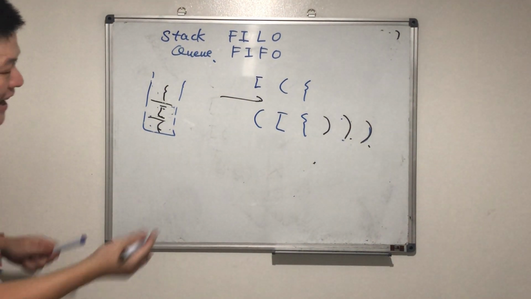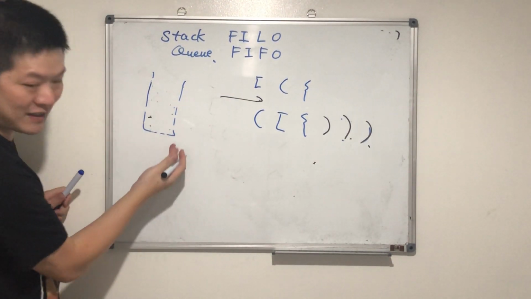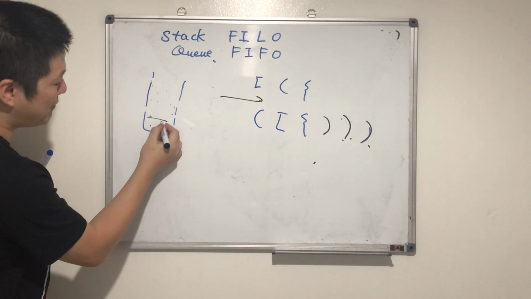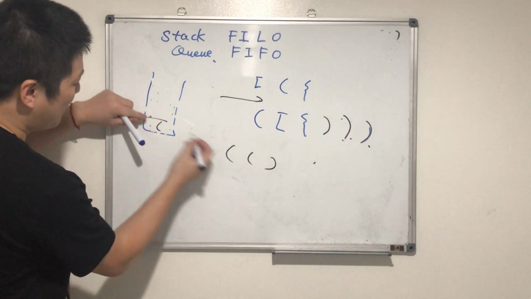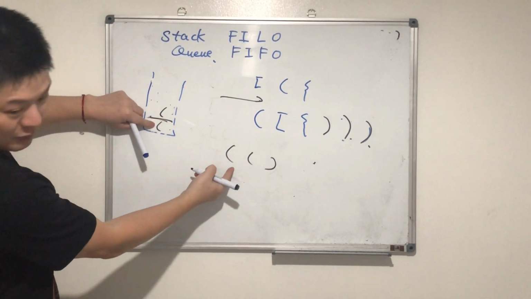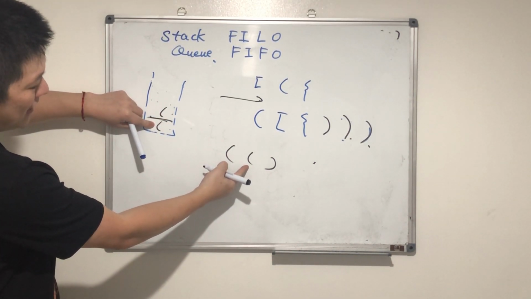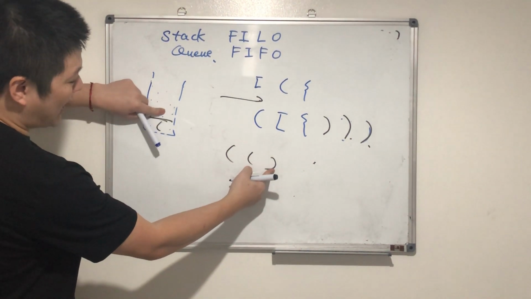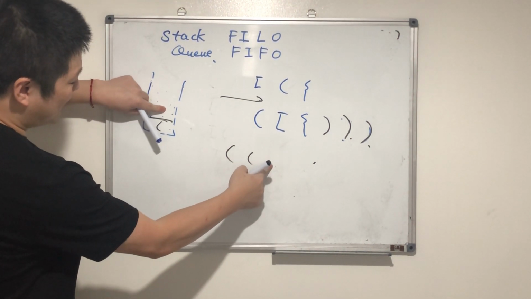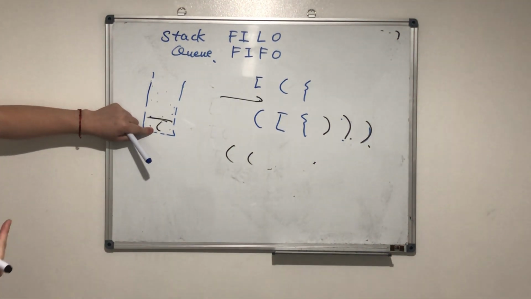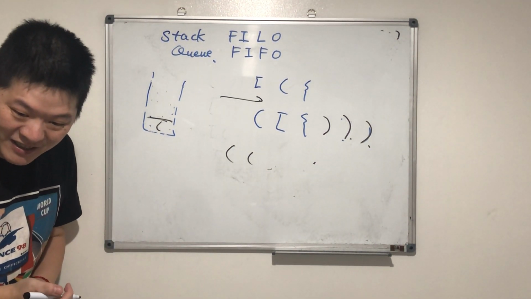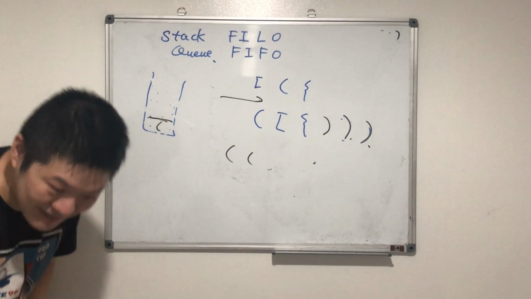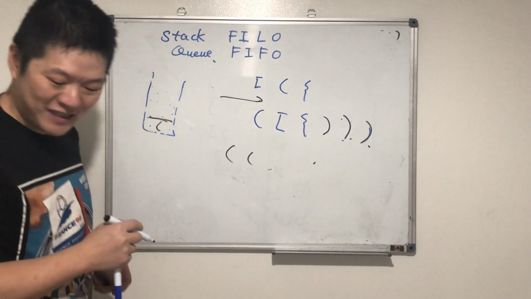And at the end, we need to check if the stack is empty. If it's not empty, it means that some brackets are not closed. Like this: I push curly brace and bracket, and then this one takes one out, it matches. And look what happened: we have one more that needs to be closed, so it's not valid. Does it make sense? So the stack is very useful in this case.